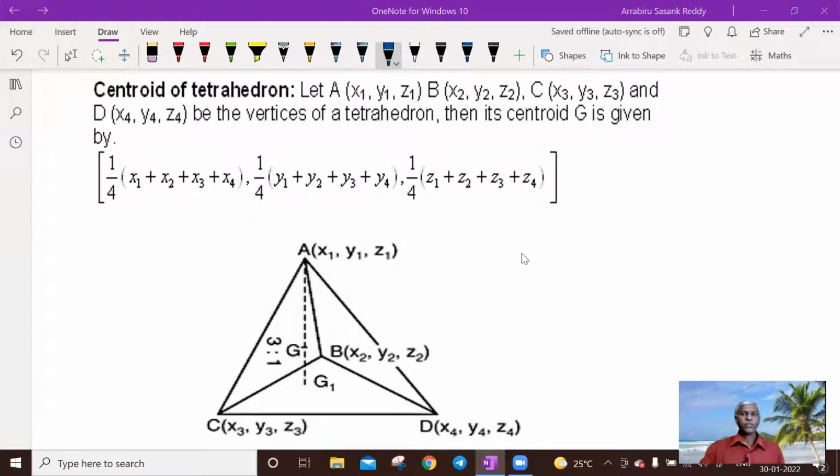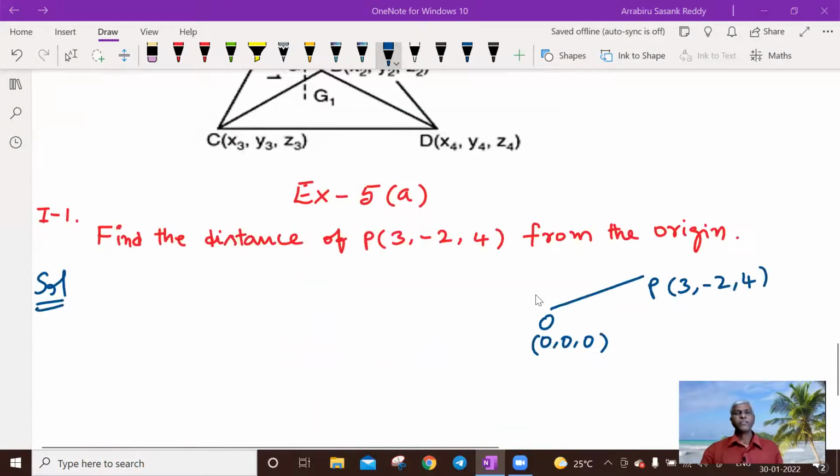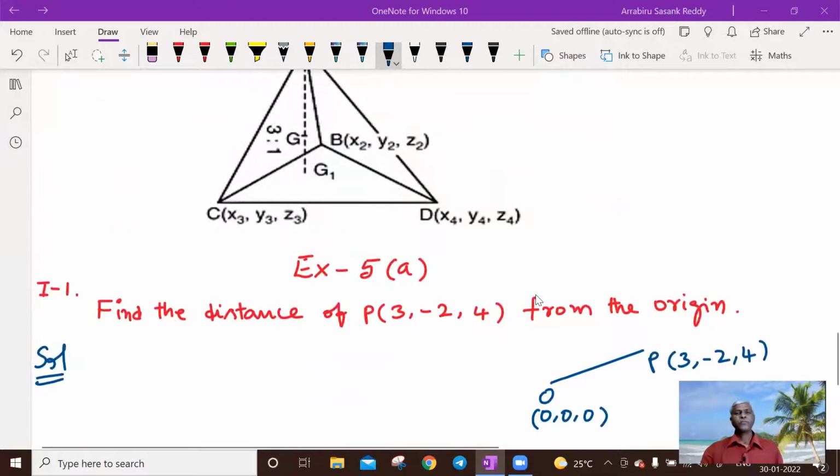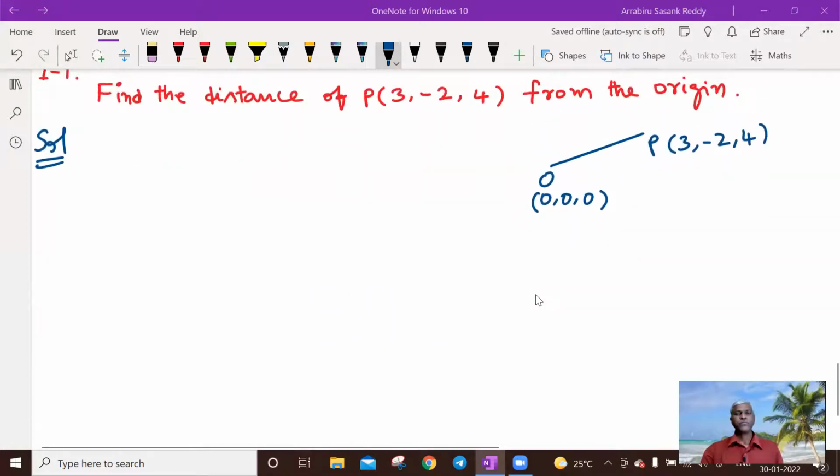This is a very small chapter. You get only very short answer type questions from this, but for the sake of your knowledge, it is also important. Now let us solve some problems from exercise 5A.